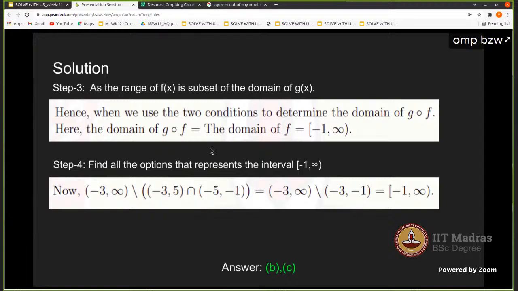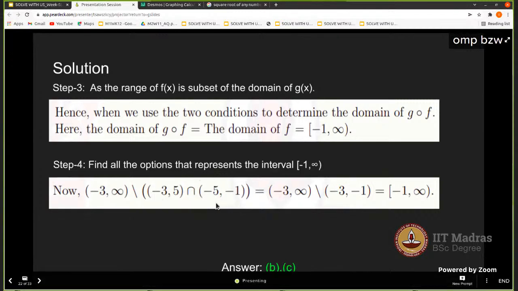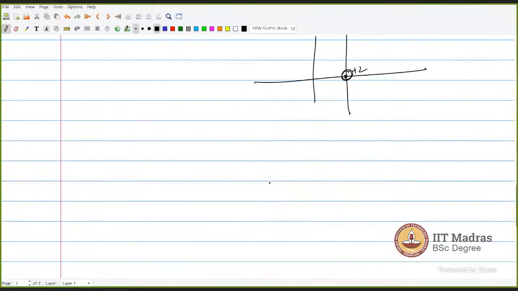means this last option, can you display, means can you do it in a Venn diagram, please, if possible? Venn diagram or on real line? Yeah, on real line also you can do. On real line. I will do it on real line. Anyway, just. Okay.